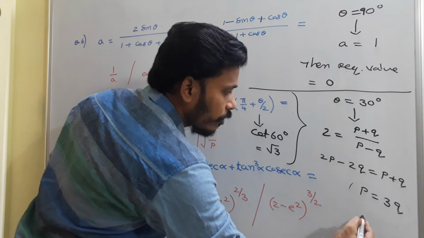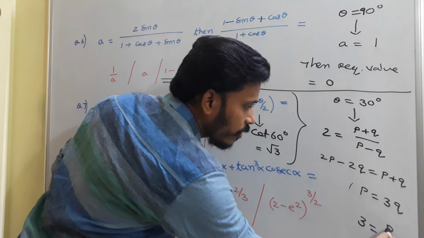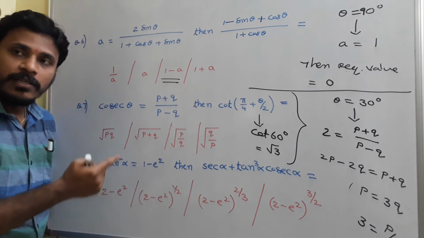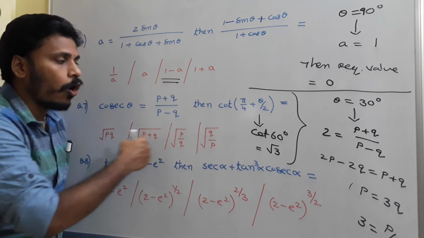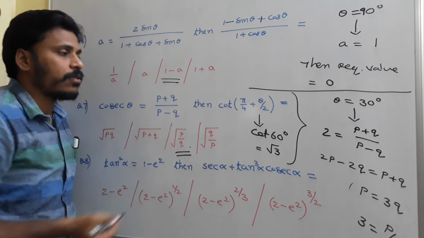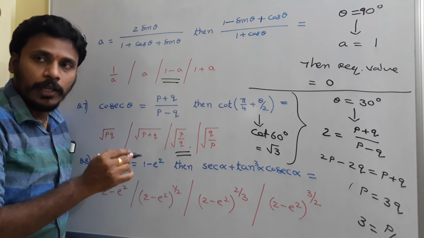Since p is equal to 3q, what can you say about 3? You can say that 3 is equal to p by q, right? Since 3 is equal to p by q, your answer is root 3. So root of p by q is your answer. Just think about it. Without going through the actual procedure, we are solving in a logical way.